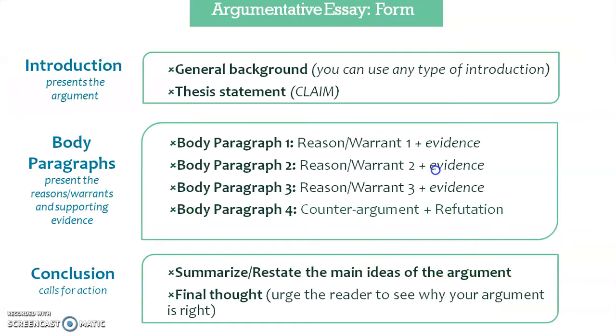Let's remember the organization or the form of the argumentative essay. In the introduction, you write a general background and then you should put the claim in your thesis. This is followed by 3 body paragraphs in which you put 3 reasons related to the claim that support the claim and prove your claim right. These reasons must be supported by evidence. We studied 8 types of evidence which you could be using.